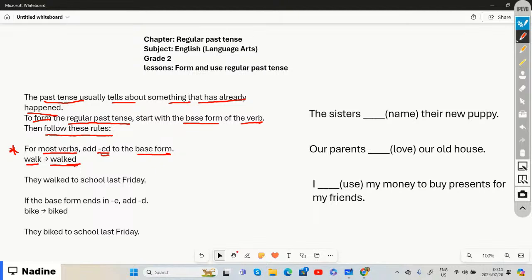And if we look at another one, it says they walked to school last Friday. So first, our base form of the verb is walk, and if we add ed to our base form, it changes to walked. Within a sentence, we would say, they walked to school last Friday.